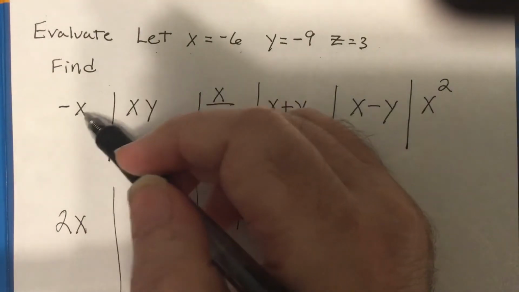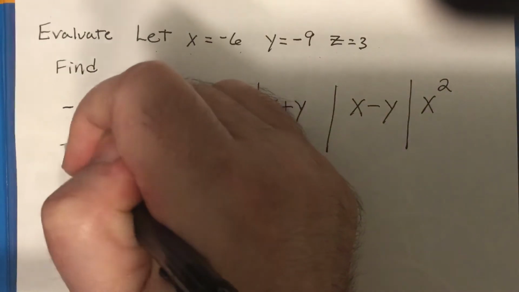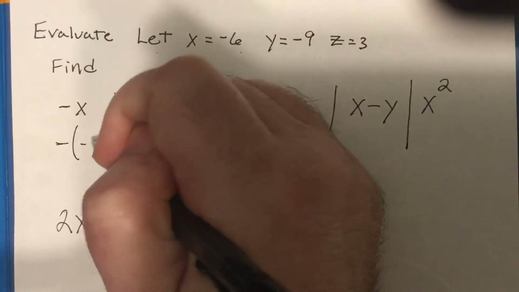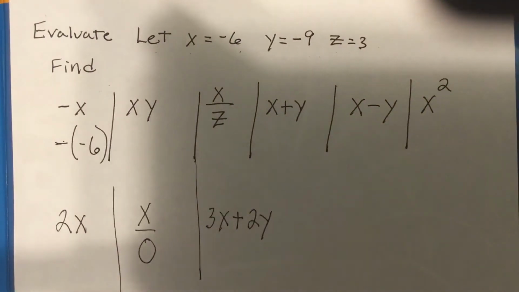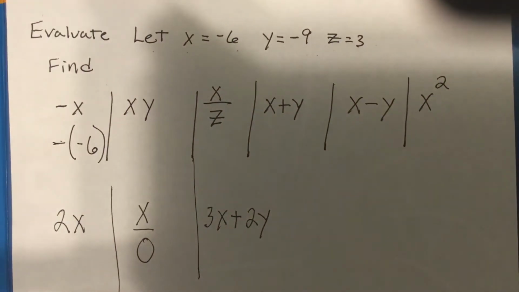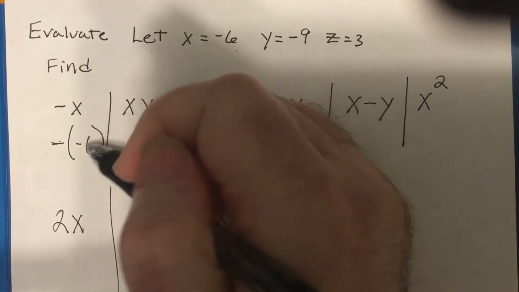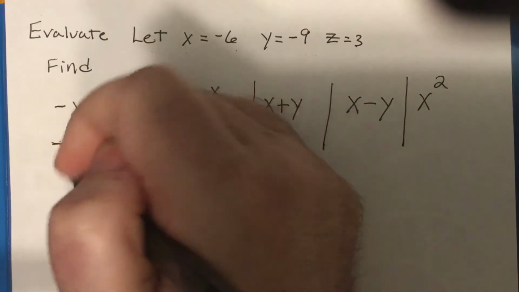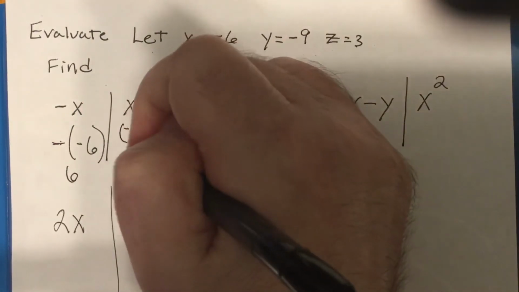Okay, whenever you replace a variable with a number, you are always supposed to use parentheses. So this is the opposite. Oh, my pen just died. This pen's even worse. Oh no. Hopefully we can make it. The opposite of -6 would be 6. So this would be -6.